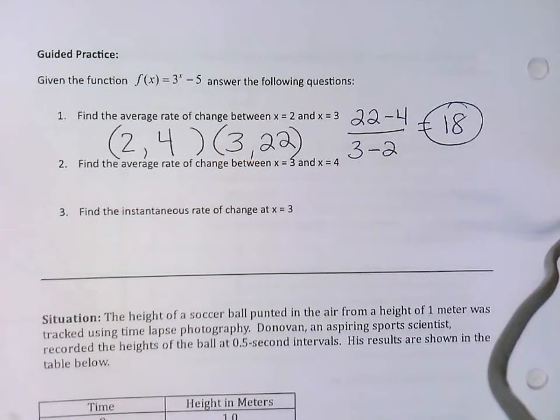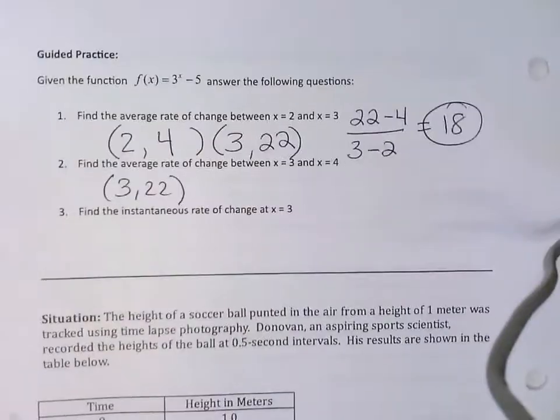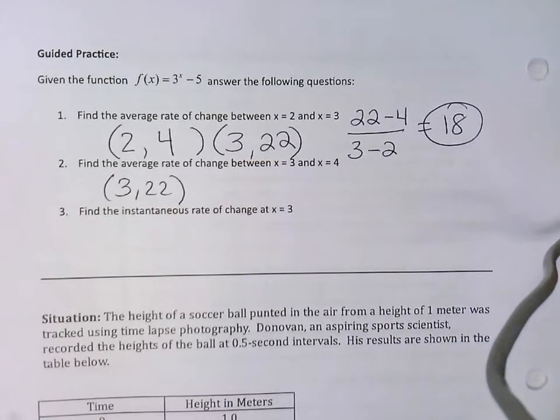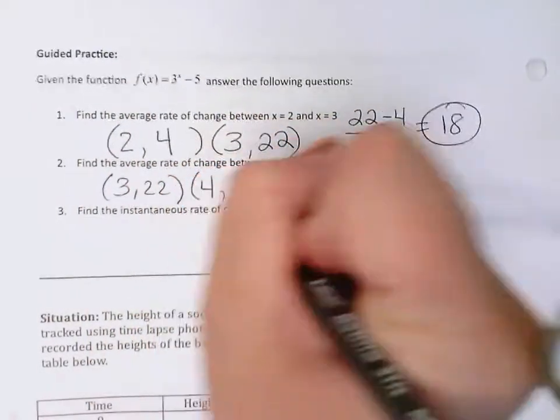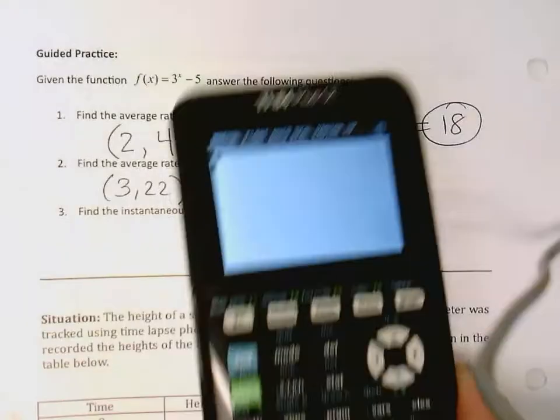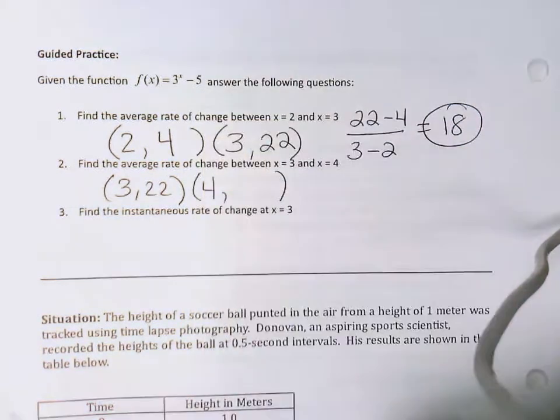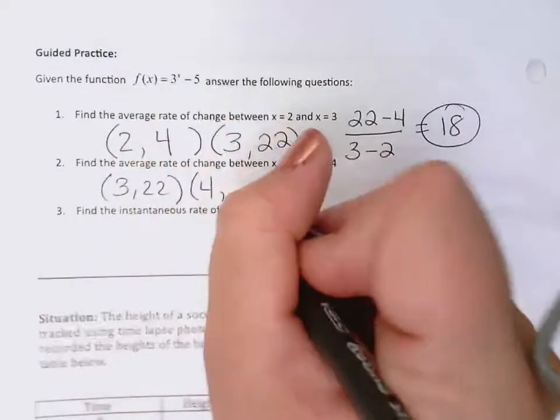So let's see. We already know that the point is (3, 22) from the last question. So we need to plug in 4 and see what we get as our y value. Does everyone know on their calculator how to do an exponent? That little upside down caret. So 3 to the 4th power is typed in like that. 3 to the 4th power is 81. And we're subtracting 5, so 81 minus 5 would be 76.